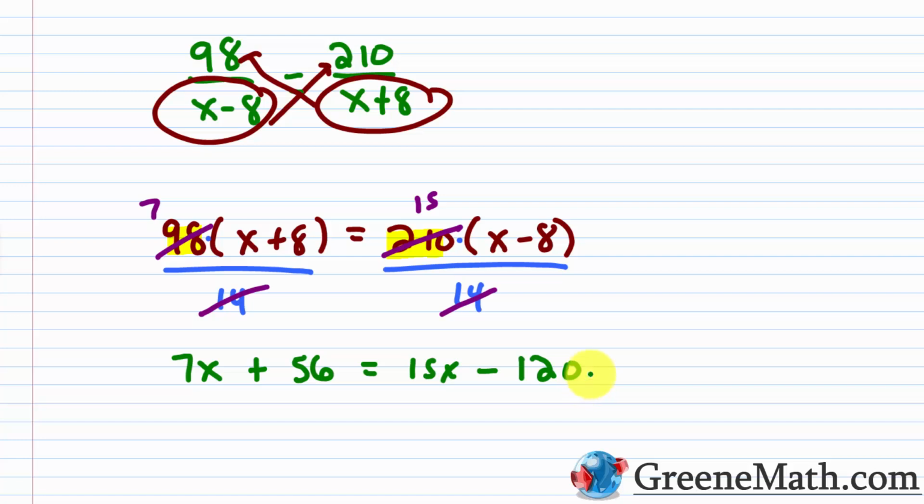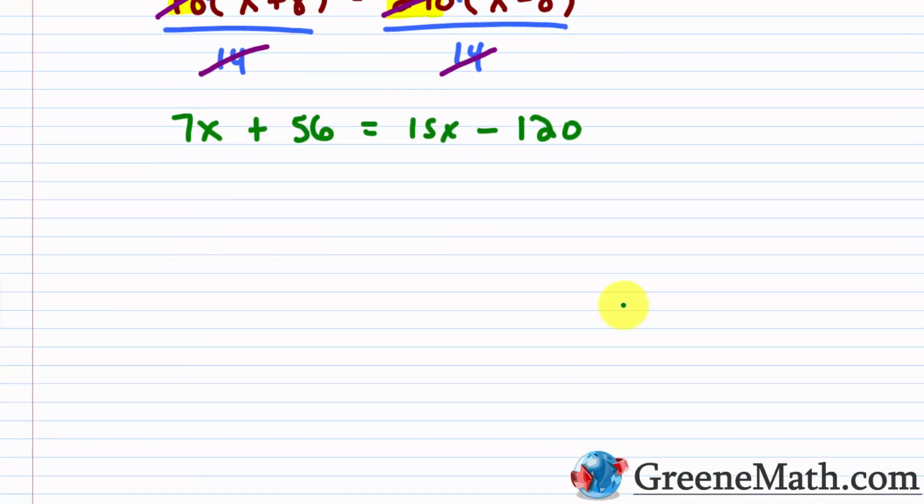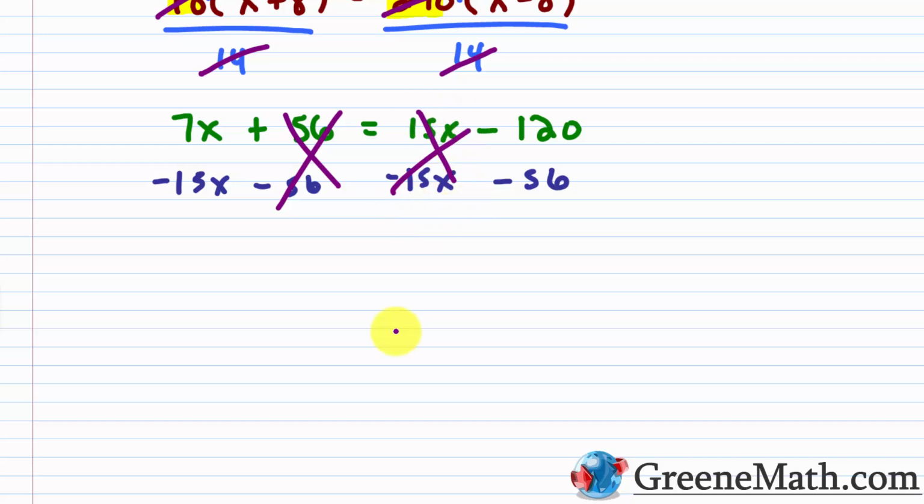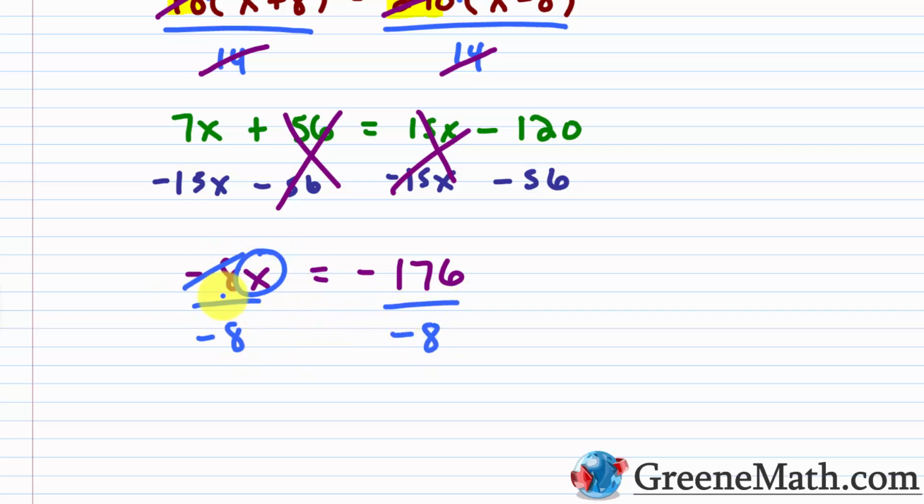Okay, so let me scroll down a little bit, get some room going. I can subtract 15x away from each side of the equation, and I can subtract 56 away from each side of the equation. So we know that this is going to cancel, and this is going to cancel. 7x minus 15x is going to give me negative 8x. And this will be equal to negative 120 minus 56, which is negative 176. If I finish this up by dividing both sides by negative 8, the coefficient of x there, this cancels with this, and I'll have x is equal to 22.